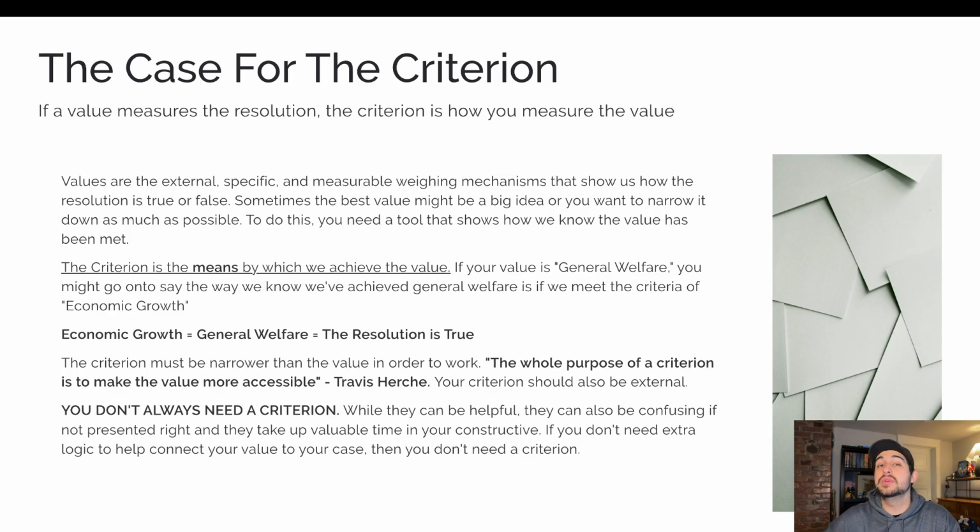And so if you don't need any extra logic to connect your value to your case, then you don't need a criterion. If you do need extra logic, if you're helping the judge set up a logical syllogism, a logical step, then you do need a criterion. So I recommend a criterion if you have a really specific case and you're trying to narrow it down as much as possible, because again, you're trying to be advantageous to your side to prove the resolution true. Use a criterion. If you're not trying to do that, if you have a lot simpler case and you're focusing a lot more on your evidence and your examples, then don't run a criterion, because it's precious time that you're taking away from your constructive.